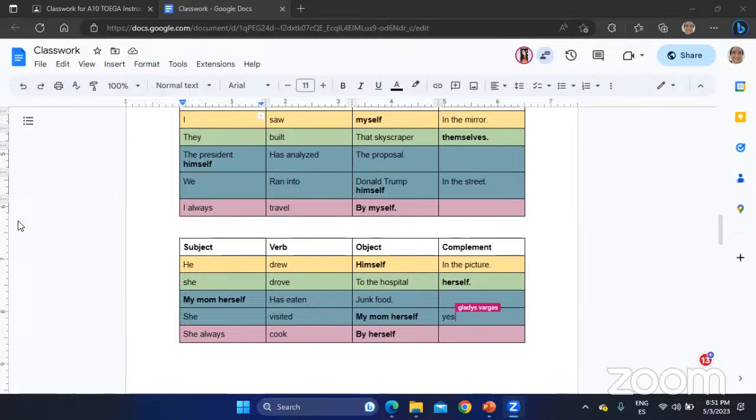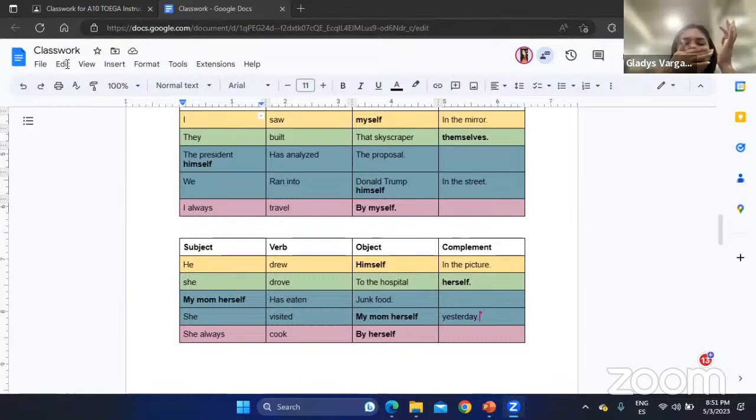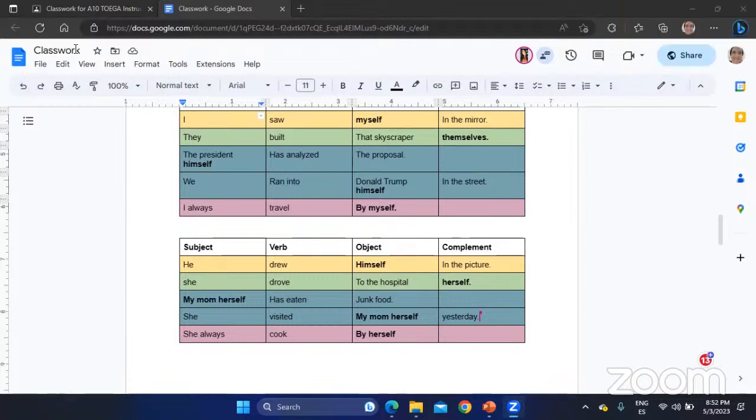All right, so I believe that we have something there. Let's read all your examples, please, and we're going to see if it's okay, Gladys. Okay, he drew himself in the picture. She drove to the hospital herself. My mom herself has eaten junk food. She visited my mom herself yesterday. She always cooked by herself. Thank you very much. Great.